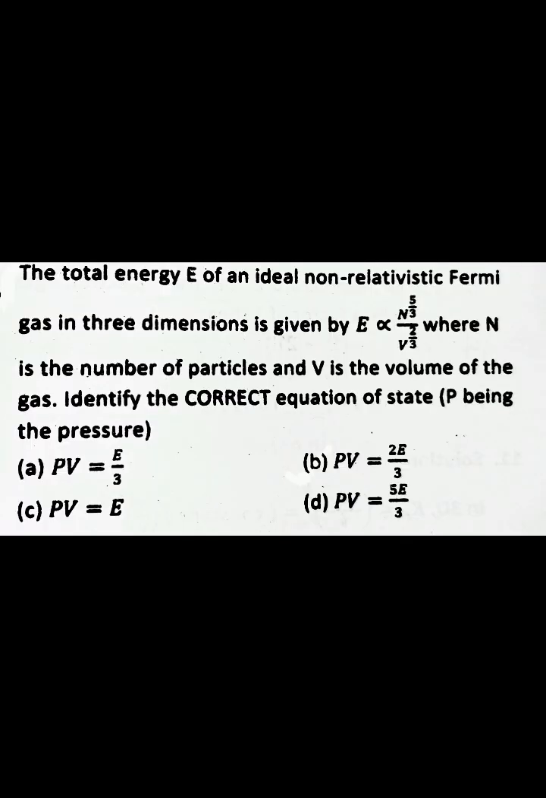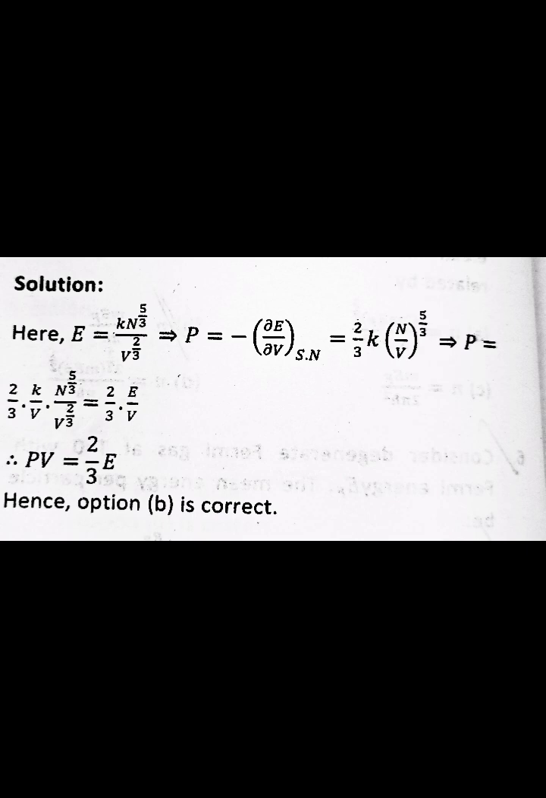Next question is, the total energy E of an ideal non-relativistic Fermi gas in 3 dimensions is given by E proportional to n raised to 5 by 3 divided by V raised to 2 by 3, where n is the number of particles and V is the volume of the gas. Identify the correct equation of state, P being the pressure. Here it is given that E is proportional to n raised to 5 by 3 divided by V raised to 2 by 3. Therefore E is equal to K into n raised to 5 by 3 divided by V raised to 2 by 3.